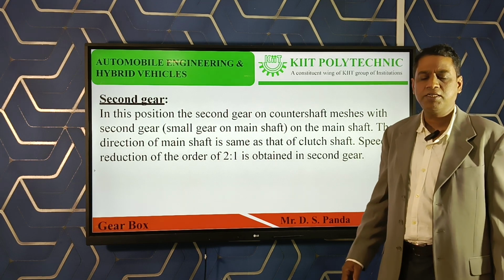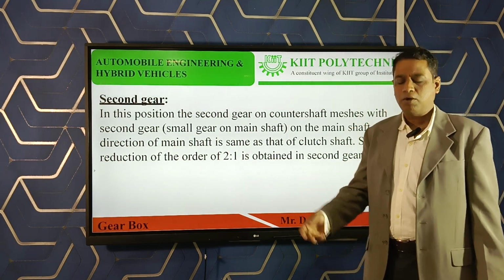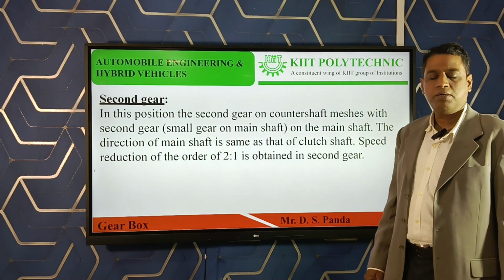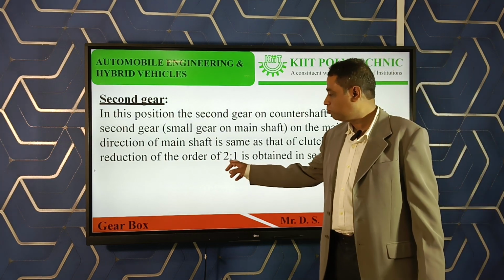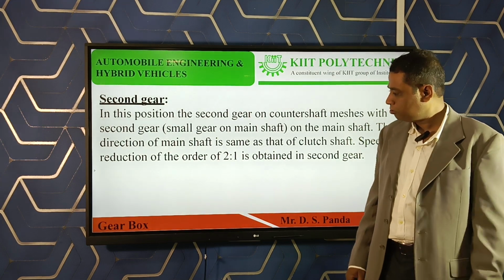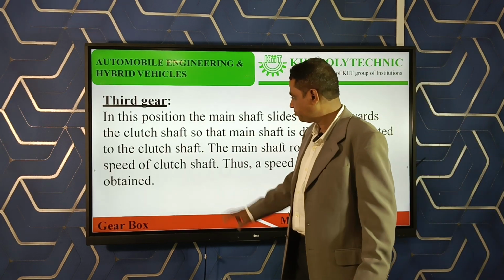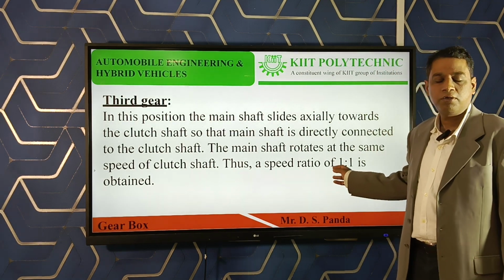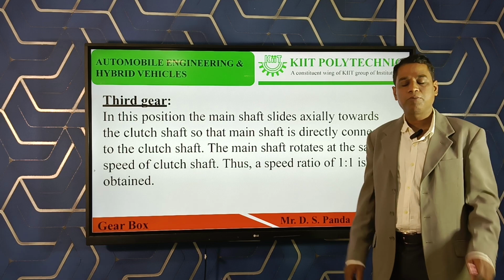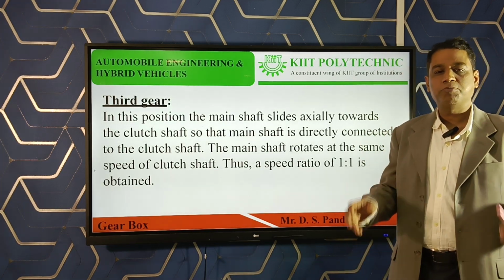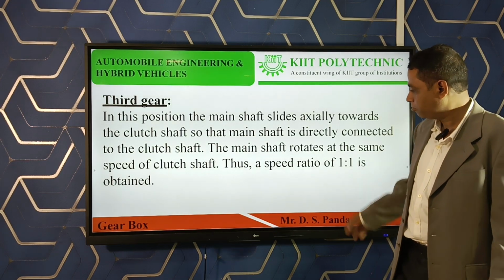Similarly, for the second gear, the gear ratio between the counter shaft and main shaft is 2:1, so the speed ratio is also 2:1. And third gear is almost 1 to 1, the same number of teeth in the counter shaft and main shaft, so the speed is the same, 1:1.